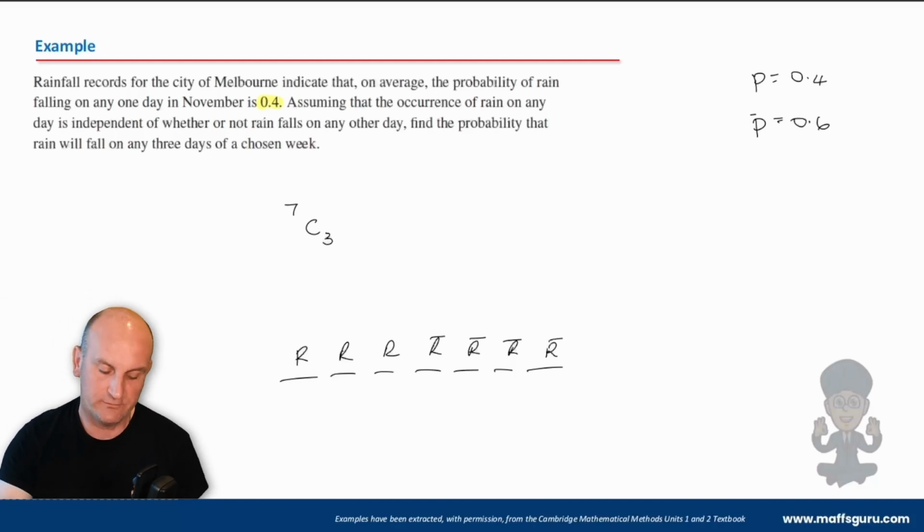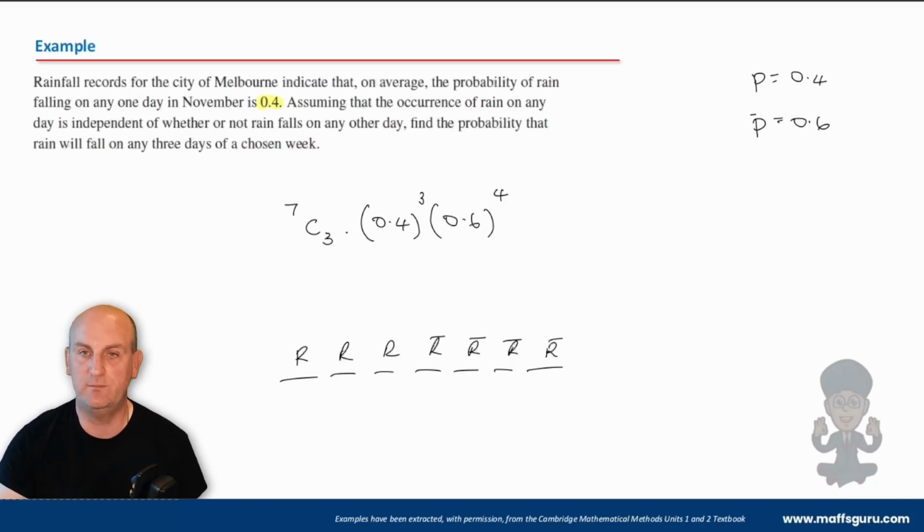So 7C3, this is following my formula, times P, the probability of success. So we want 3 days where it's going to rain. Well, if it rains on 3 days, it can't rain on 4 of those days, yes? So fundamentally, the rain will fall. And again, what we tend to notice is that value there is the sum of those two there. This here is the same as that one there, right?